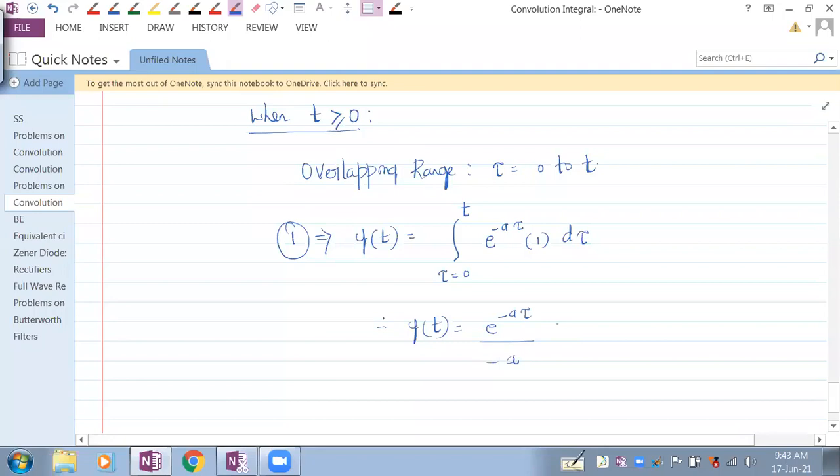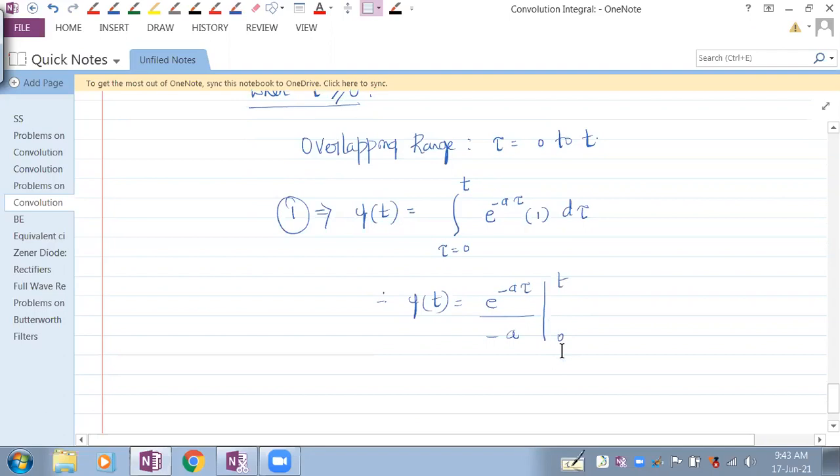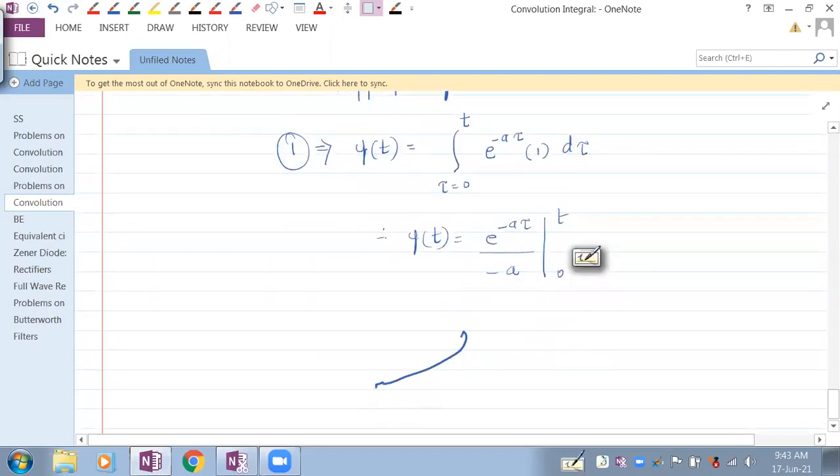So this is how it looks, and we need to apply the integration limits to this, 0 to t. So it would be minus 1 by a, which we can keep out, times e power minus a t minus e power 0.